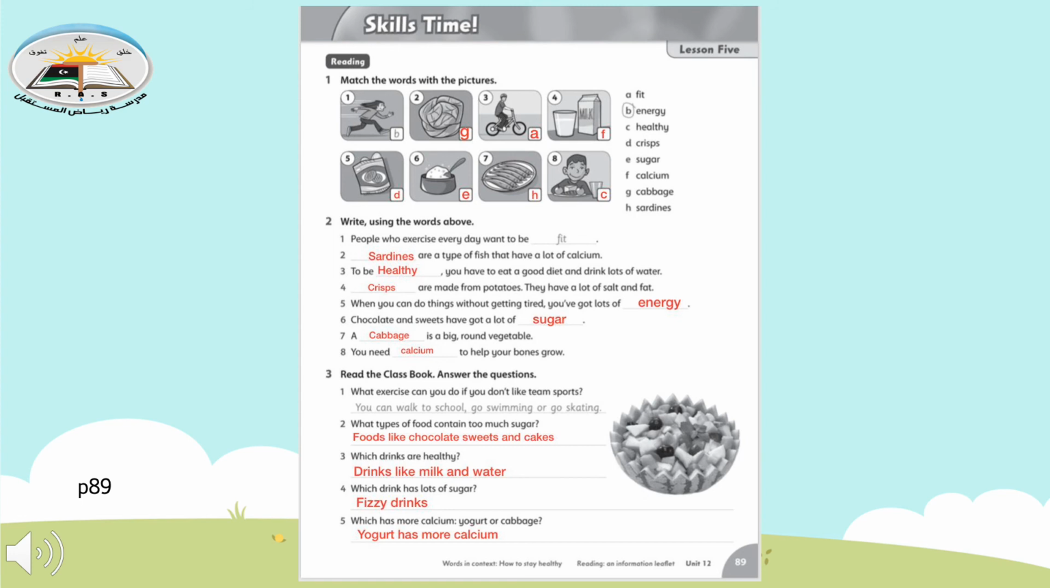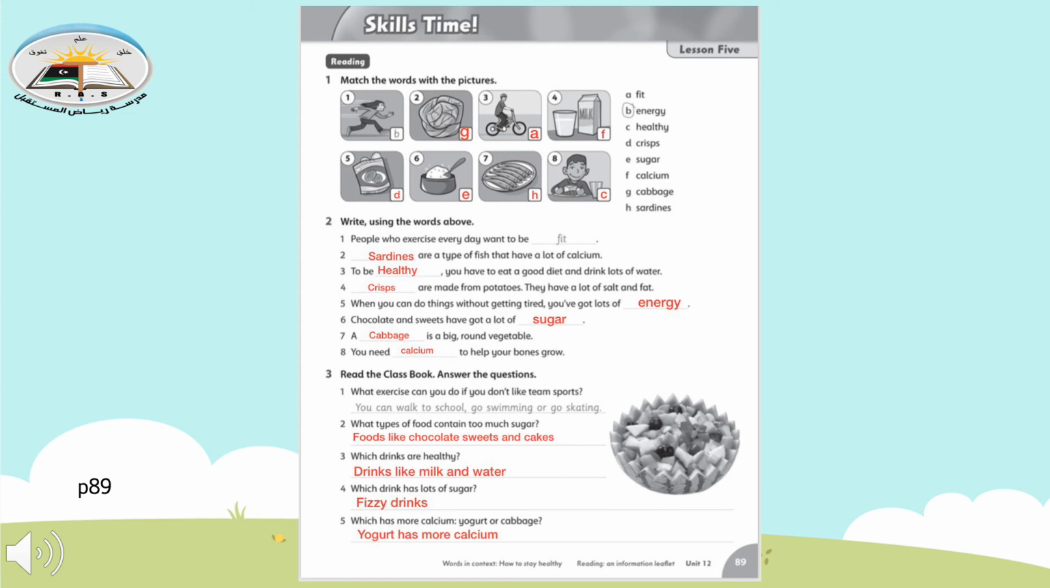Now let's start reading the words. We have fit, energy, healthy, crisps, sugar, calcium, cabbage, sardines. Now we have picture number 1. Picture number 1 matches B, energy. Picture number 2 matches cabbage, G. Picture number 3 matches fit, A.